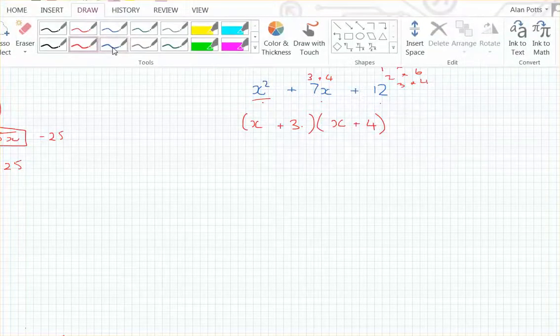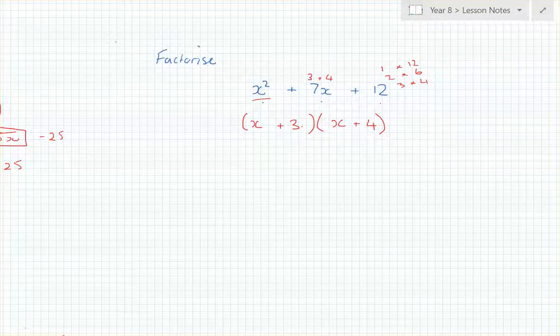Now you don't need to write that down unless you really want to. It's up to you. That's not something you're going to be tested on. It's just to give you the reasoning behind the difference of 2 squares thing.